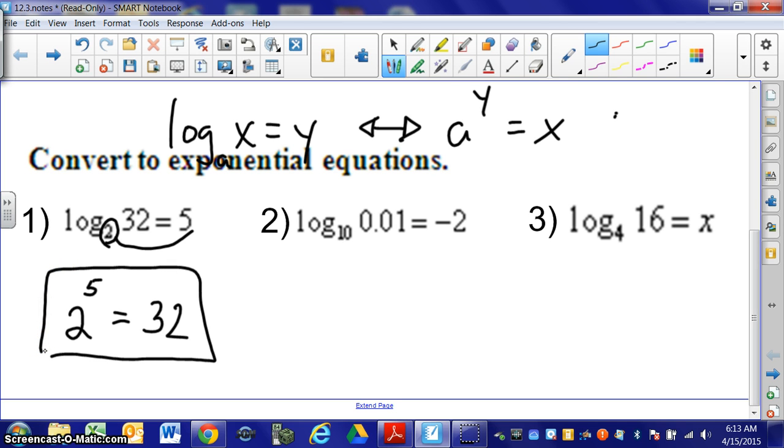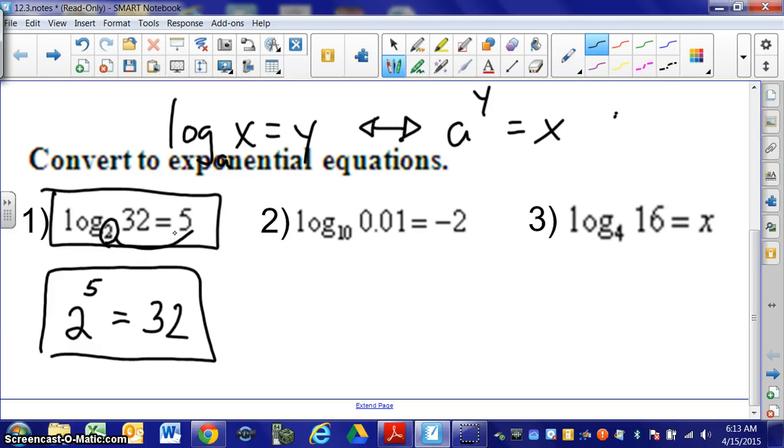Is that true? 2 times 2 times 2 times 2 times 2 is 32? Yeah, that is a true statement. 2 to the 5th is 32. So that must mean that this is a true statement also. Log base 2 of 32 equals 5.